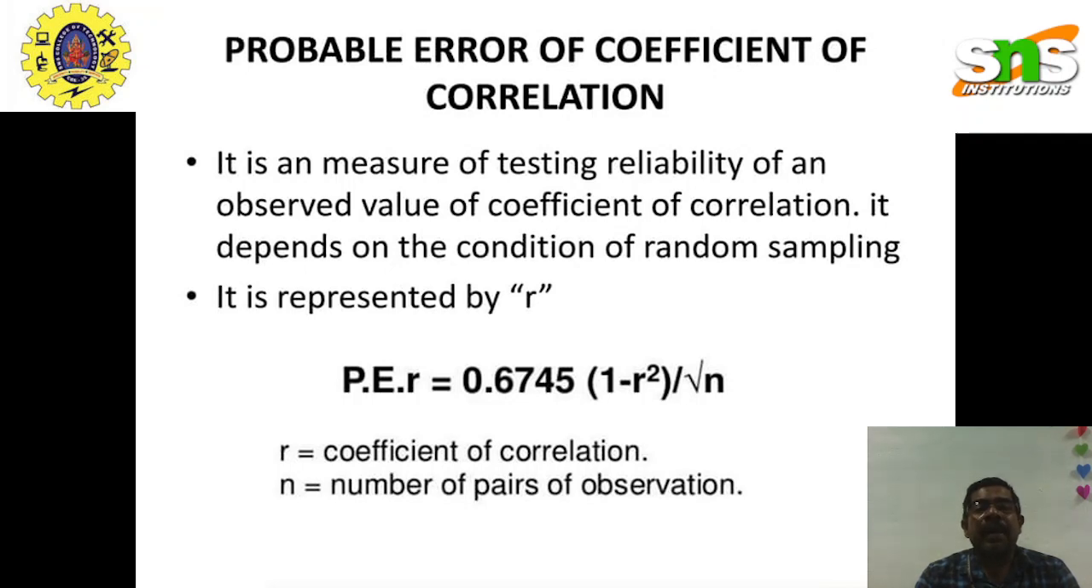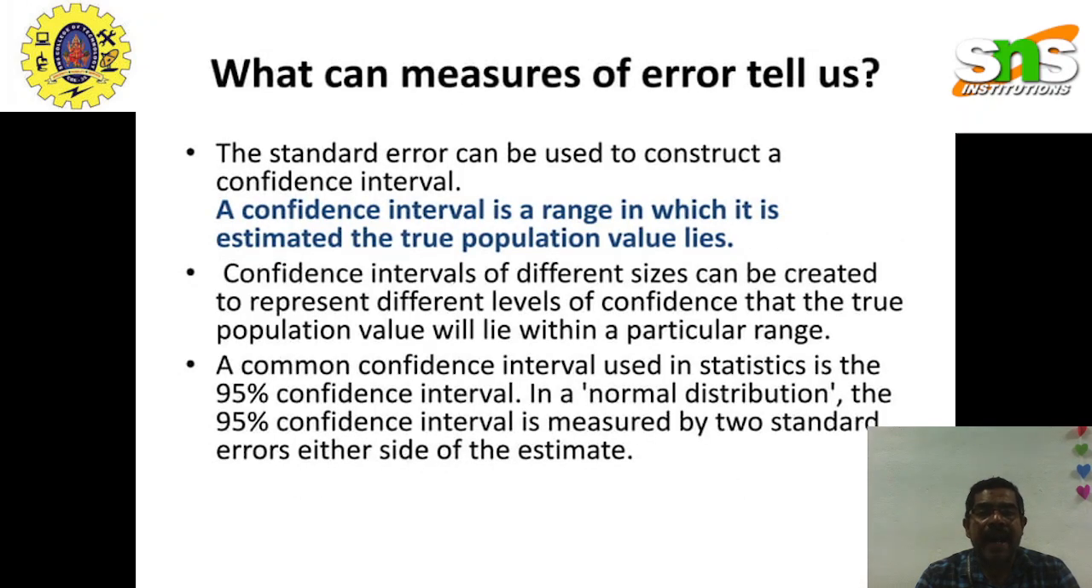And the probable error of the coefficient of correlation. We already know what correlation is, and it has been given in the formula. The PE of the correlation is the standard value 0.6745 multiplied by 1 minus r square, divided by the square root of n. Here r is the coefficient of correlation, and n is the number of pairs of observations we had.